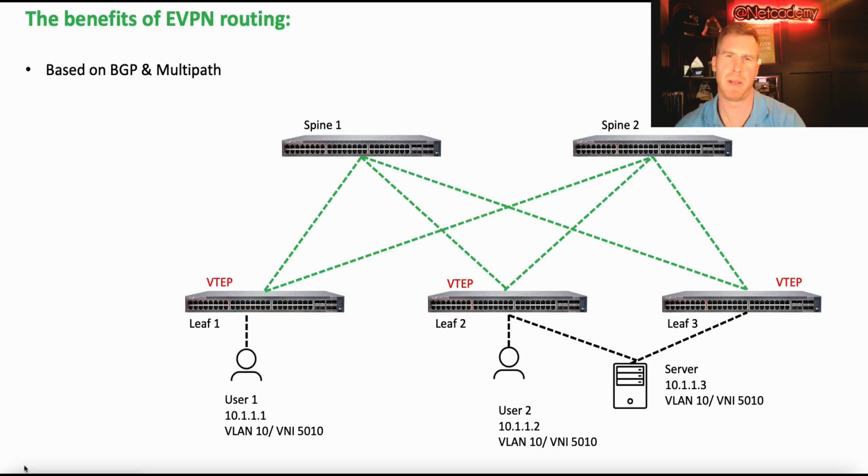Okay, and the first benefit I want to talk about when it comes to EVPN, or Ethernet Virtual Private Network, are actually these two. Now I've condensed them into one big benefit because for me it makes sense to do so. So the first two benefits are firstly BGP, or Border Gateway Protocol, and the multi-path feature.